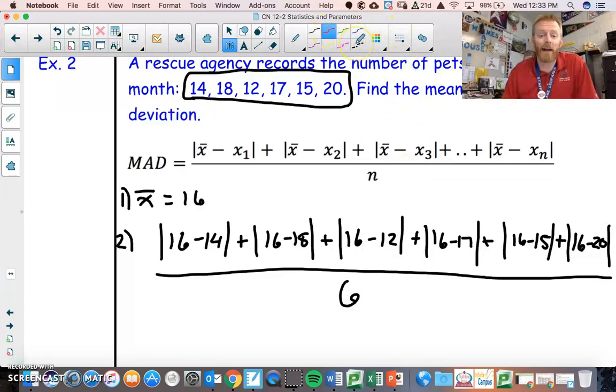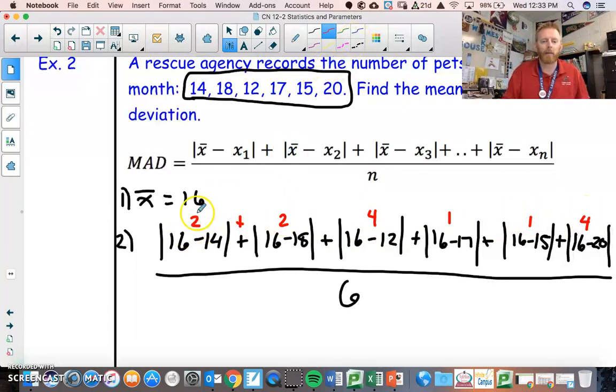So that's a lot of math right there. It's not incredibly difficult math, but it is a lot of math. So I'm going to change it to my colors here. 16 minus 14 is 2. 16 minus 18 is a negative 2, but absolute value makes it a 2. This one's a 4. This one's a 1, and a 4.